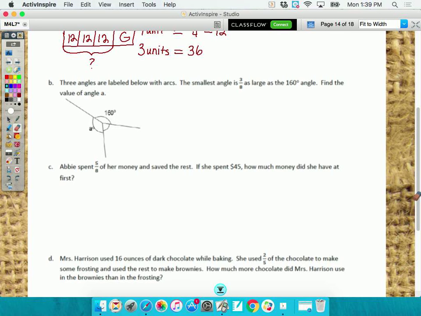Okay? 3 angles are labeled below with arcs. The smallest angle, which is right here, this one, is 3/8 as large as the 160-degree angle. Find the value of A. So this is 2 parts. You need to focus. You're going to come across a question like this next week on your testing. So I'm trying to figure out 3/8 of 160 degrees. And then I have to figure out the missing angle. And we'll talk about that in a minute.